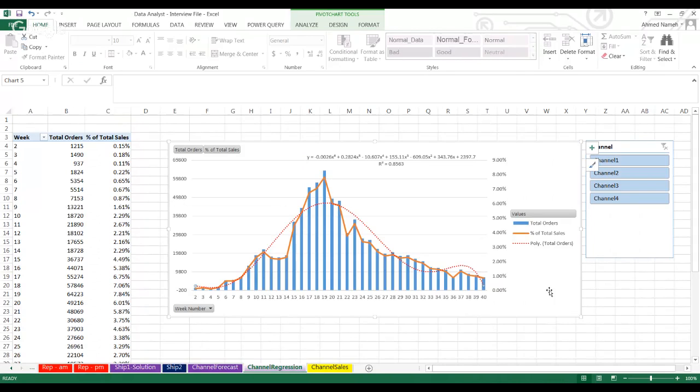The second assumption is that order estimates for the remaining 3 channels, so channels 2, 3, and 4, should be based on whatever patterns we uncover in part 1. Part 1 was the channel regression that I just went through and described. If we don't decide to use the patterns uncovered in part one, we're asked to explain why.